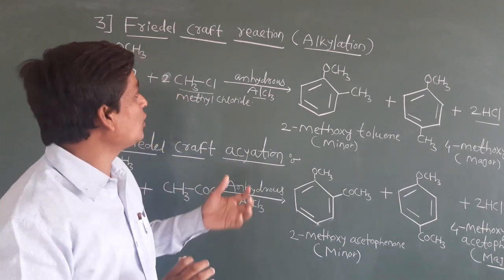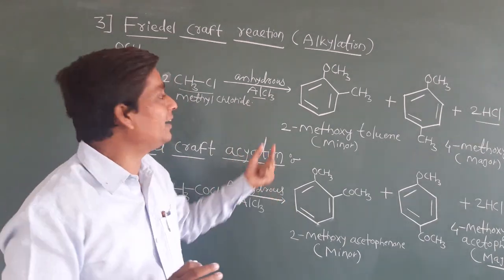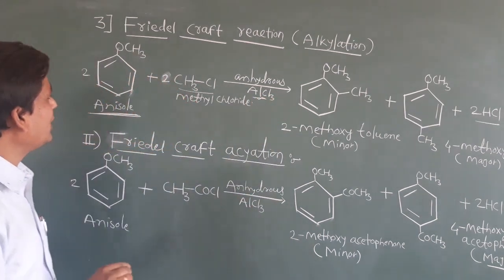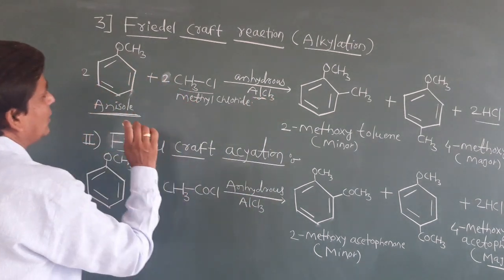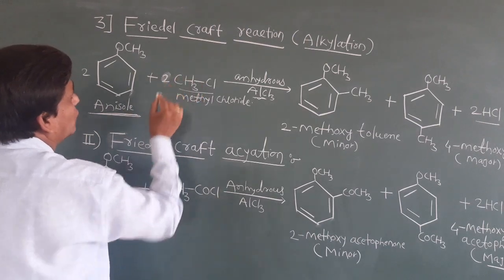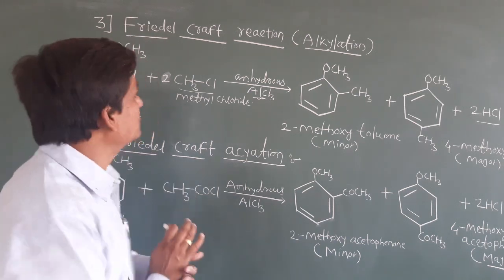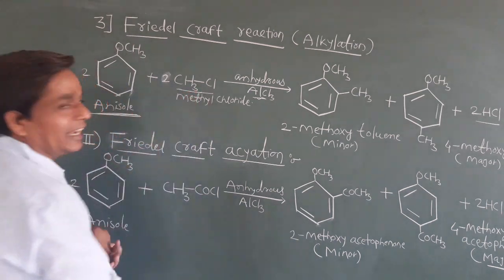anhydrous AlCl3. Anhydrous means removal of water molecules, no water content is there. Aluminium trichloride we are using here. So what happened here? This methyl chloride, alkylation is nothing but what? Hydrogen is replaced by the alkyl group. Here, which is the alkyl group? CH3 is the alkyl group.